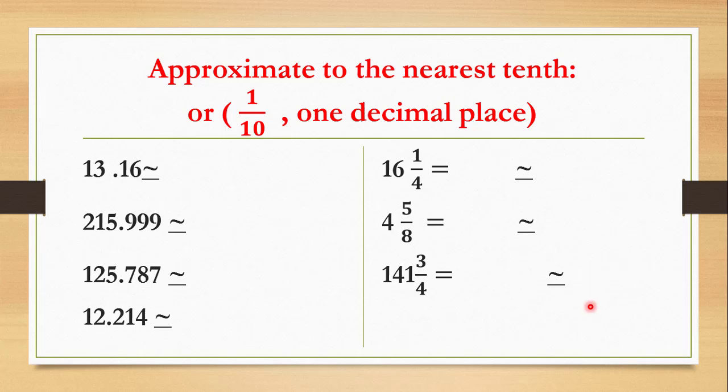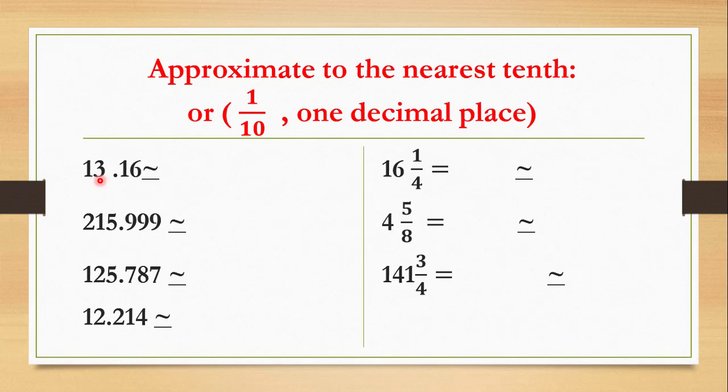Okay, tenth is the same as 1 over 10 or 1 decimal place. So the question can be approximate to the nearest tenth, or approximate to the nearest 1 over 10, or approximate to the nearest 1 decimal place. In the same way as we studied before, the first step is to underline the place. We want to underline tenth.